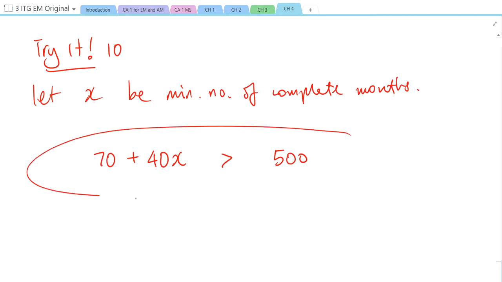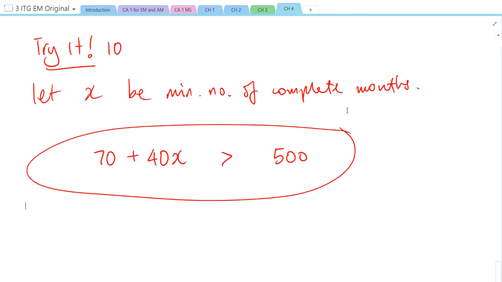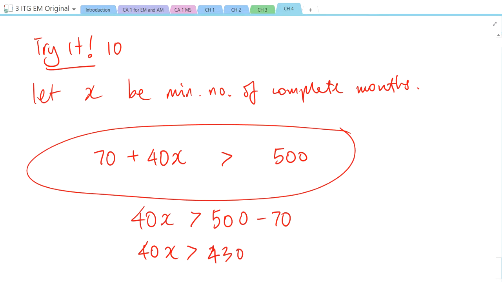So this is our inequality, right? Could you have done this by yourself? Yes. It's not difficult. I'm sure you can do the next part yourself already. This is the part that demonstrates that you have learned inequalities in secondary school. If you did it like that, I can't tell. If you do it like this, I can tell. So 40x is greater than, now I want to compare with the working on the board, 500 minus 70. Does it look similar? 40x greater than 430.